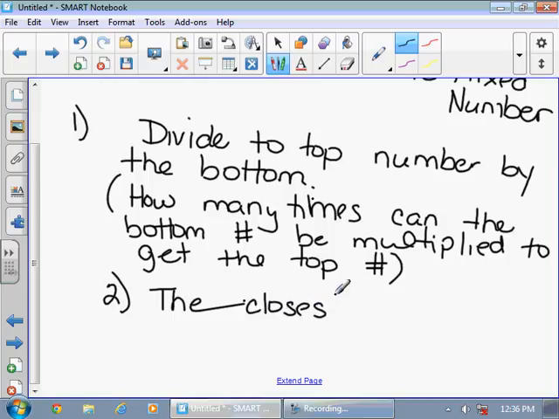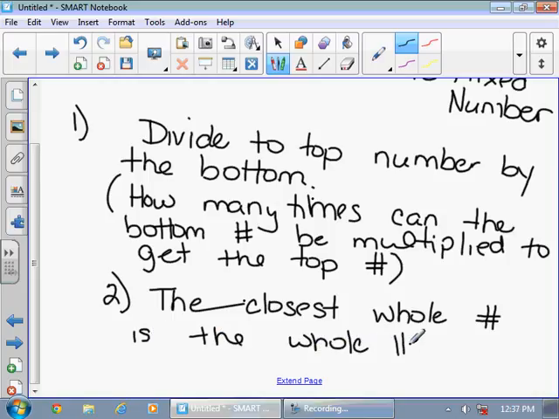The closest whole number that you just did is going to be the whole number in your mixed number. And we're going to do some of these, so some of this will make more sense just in a minute.